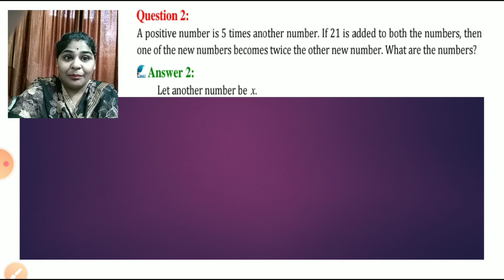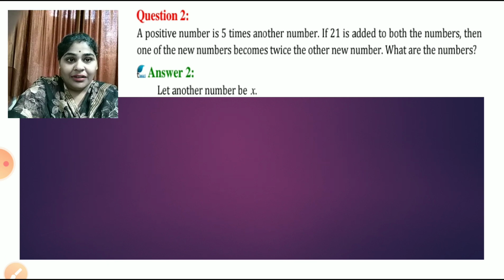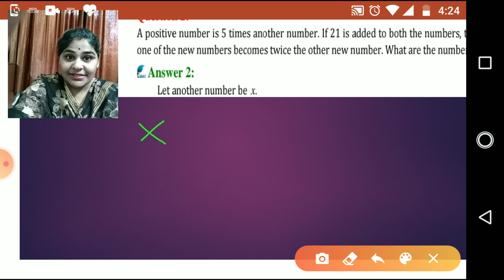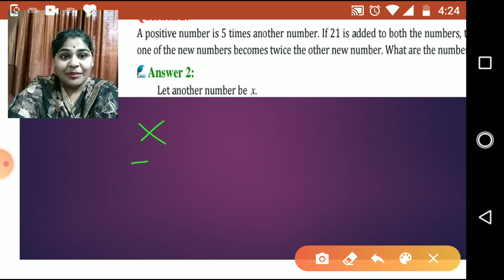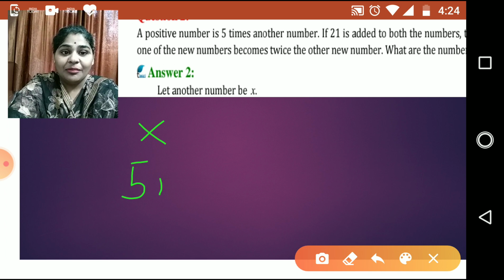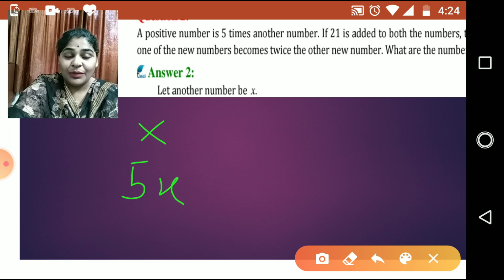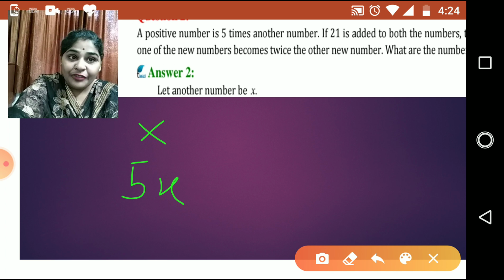A positive number is 5 times another number. Now what is the other number? We don't know. So let us take that another number as x. So what will be the positive number, children? Yes, the positive number is 5 times the another number, that is nothing but 5x. So here we got two numbers, that is one is x and one is 5x.